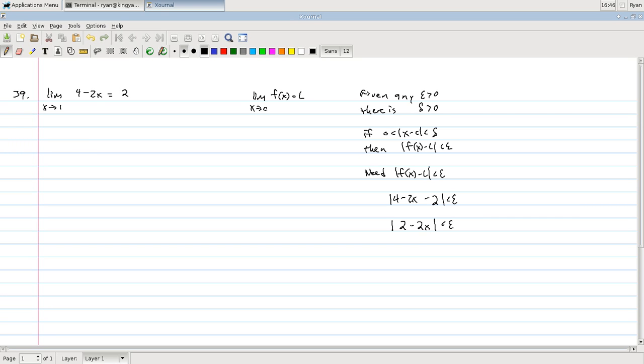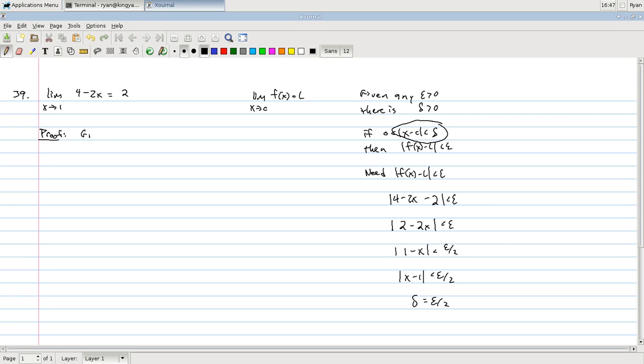I now want to divide both sides of this by 2 because I'm trying to reconstitute this statement about x minus c less than delta. So we'll divide everything by 2. So we have the absolute value of 1 minus x less than epsilon over 2. Now the absolute value of 1 minus x is the same as the absolute value of x minus 1 less than epsilon over 2. So since this statement right here looks very similar to this part of the definition, x minus c less than delta, that says epsilon over 2 is the delta we're looking for. So now that we've found that, let's actually go and look at the proof.